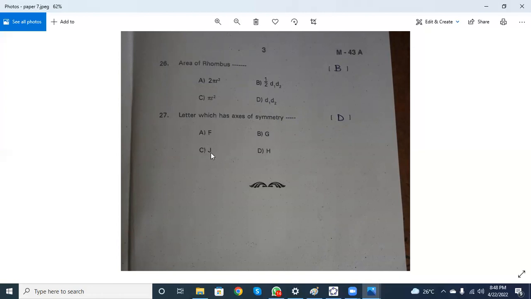Even G we can't do. J also not. So H is the option. H you can have a horizontal line also, and a vertical line also. So it is having two lines of symmetry. So option D, the letter H.